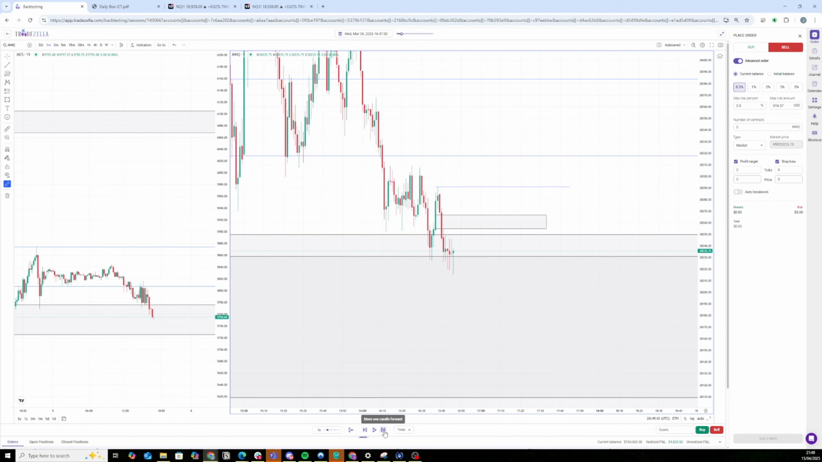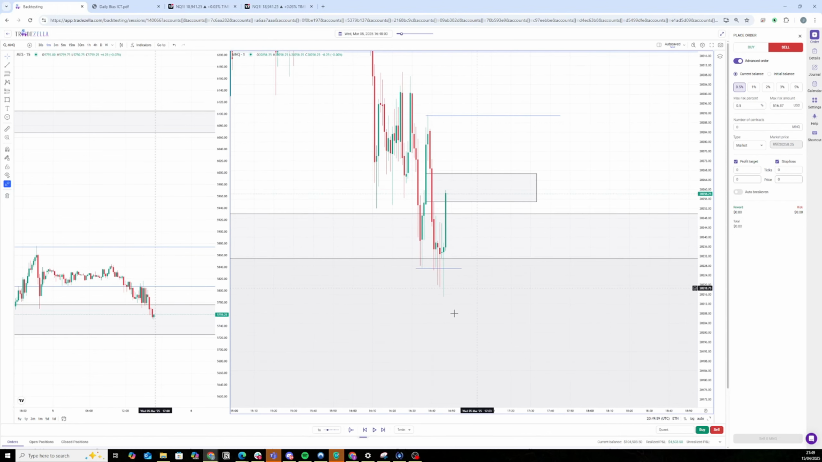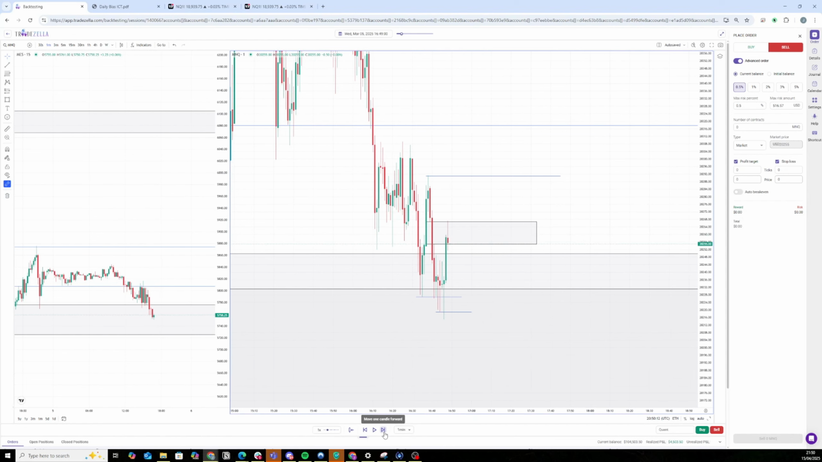The reason this inverse fair value gap would work is that for an inverse fair value gap to work, you need it to sweep liquidity just before it inverses. Because we took out this low here, you can see just before the move up, we took out that low and we also took out that low. This is basically a candle that's saying, screw you, I'm going to go up now. So let's see if we can inverse the fair value gap.